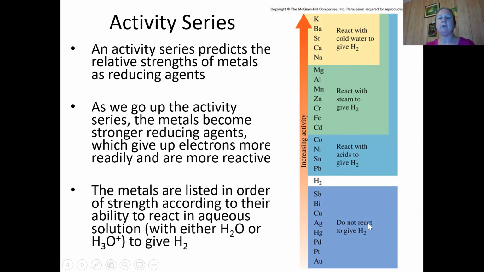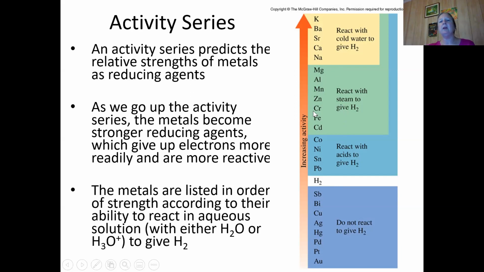And then we have this group that's a weaker reducing agent than the hydrogen element. And therefore they cannot make hydrogen. Remember, your weaker can't make stronger. And so they are all weaker. If they don't react with acid, they are all weaker than hydrogen. So this is called an activity series.